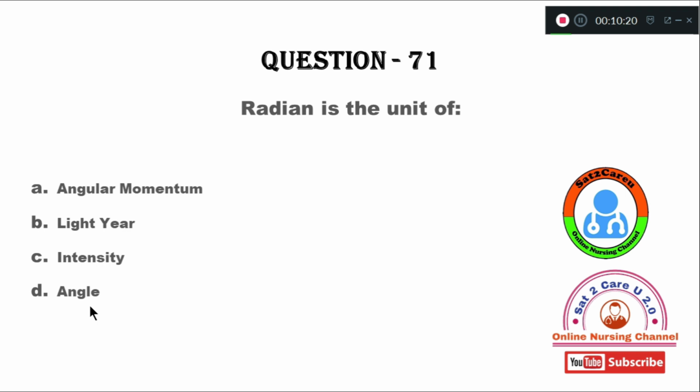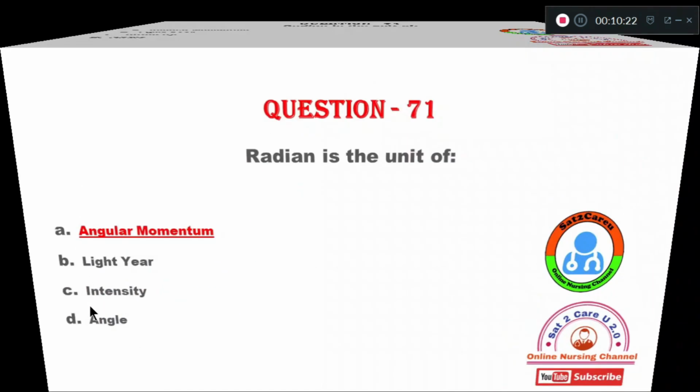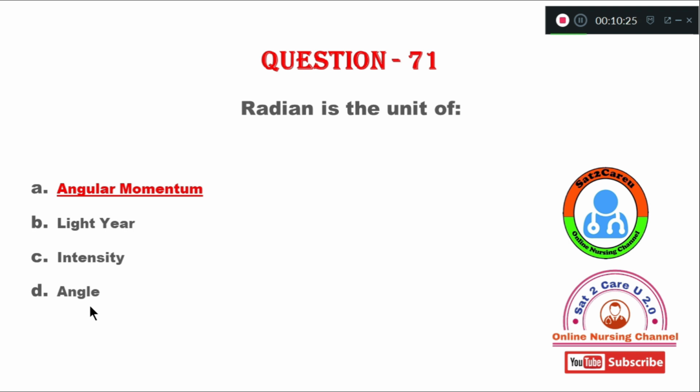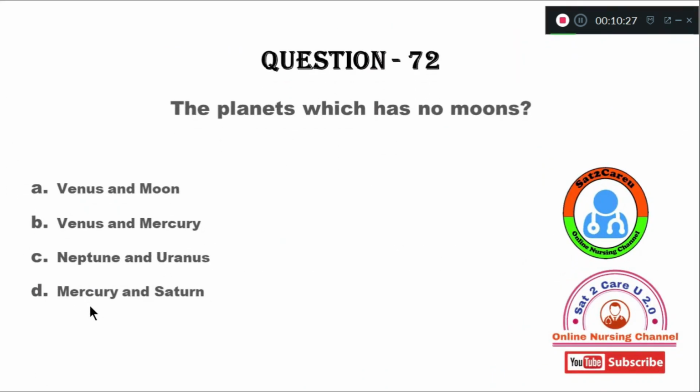So the radian is the SI unit of angular momentum. Option A is right.